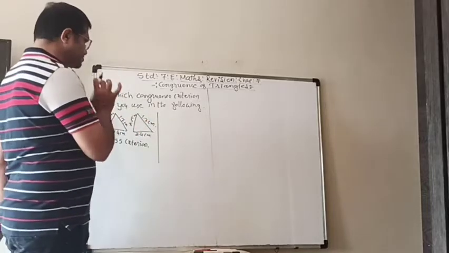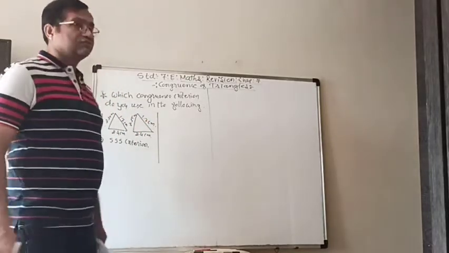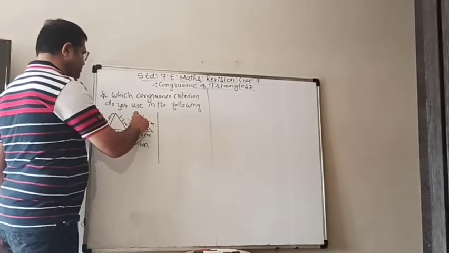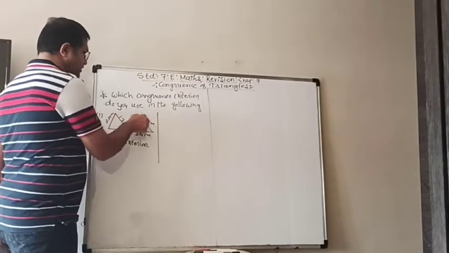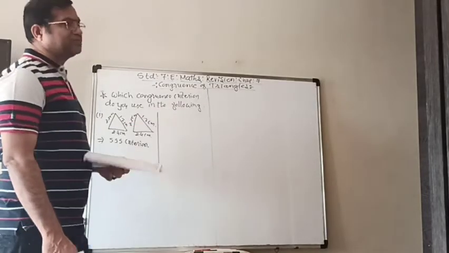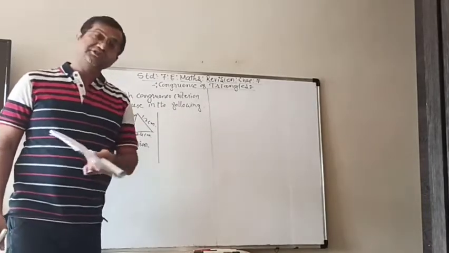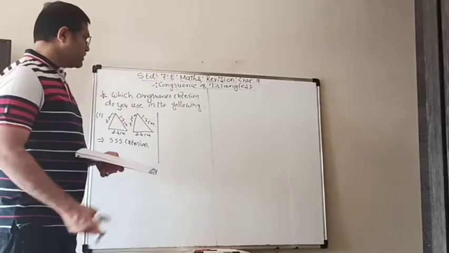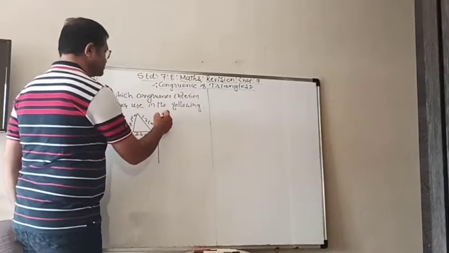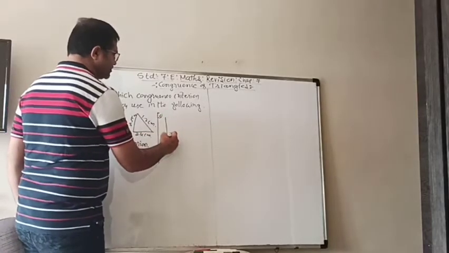Nothing to do, just watch the figure. Because here you can see that this side is the same as this one, and this one with this one. So all the three corresponding sides are equal in both the triangles. So SSS rule is observed here. Second one we will take here.